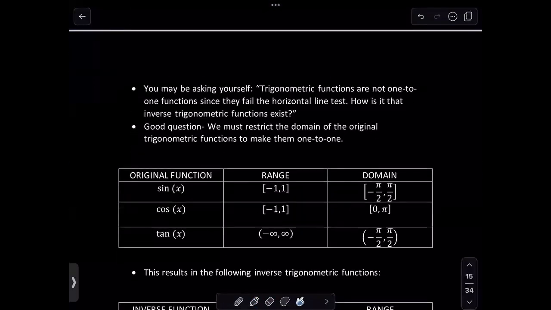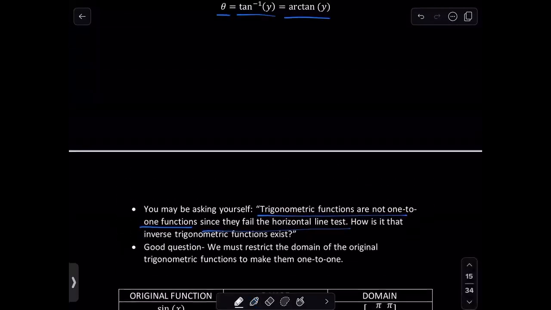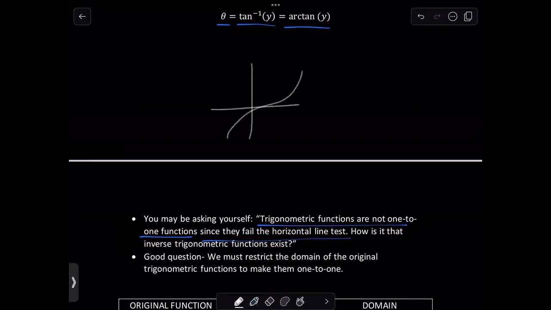Now, you may be asking yourself, the trigonometric functions are not one-to-one since they fail the horizontal line test. What am I talking about here? Remember when we were doing inverse functions? I said only one-to-one functions can have inverses. So what I've just drawn here will have a valid inverse.